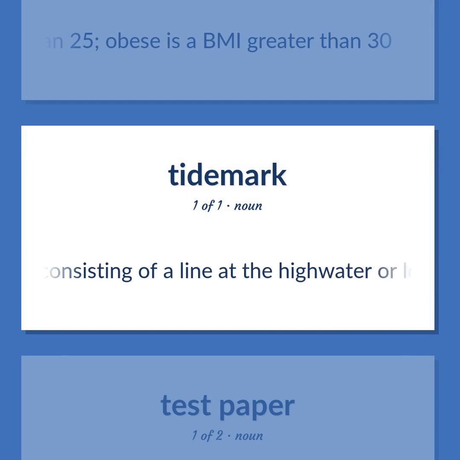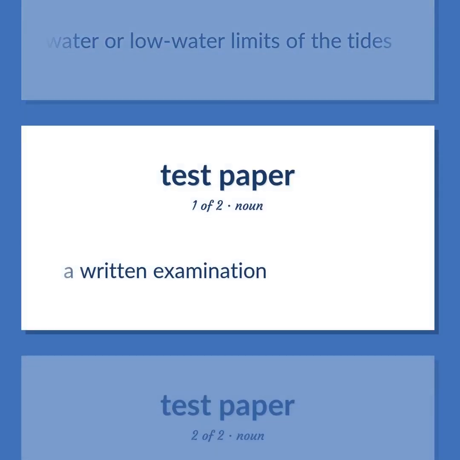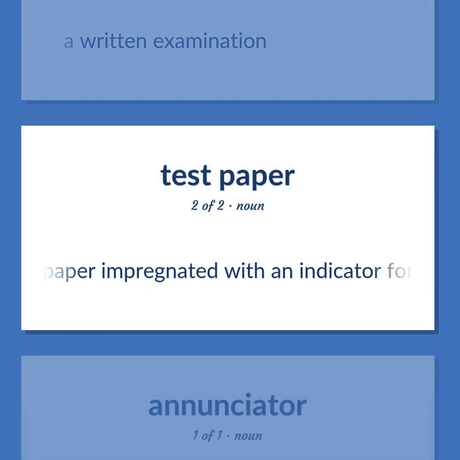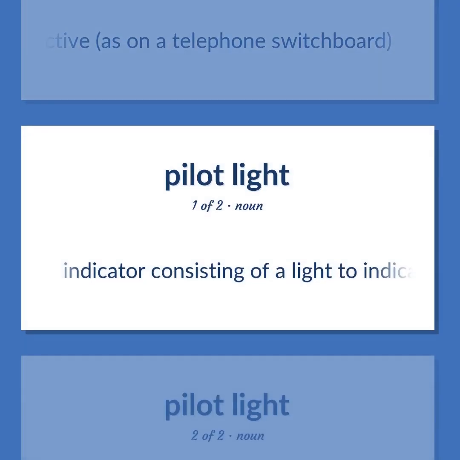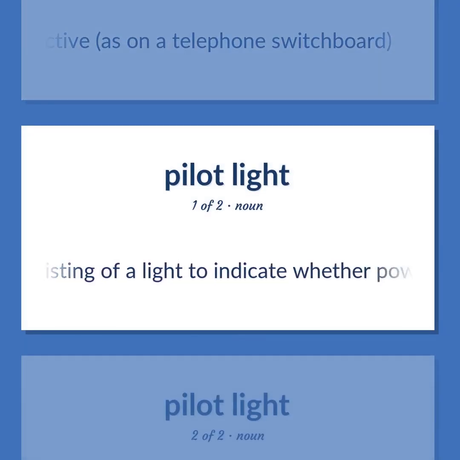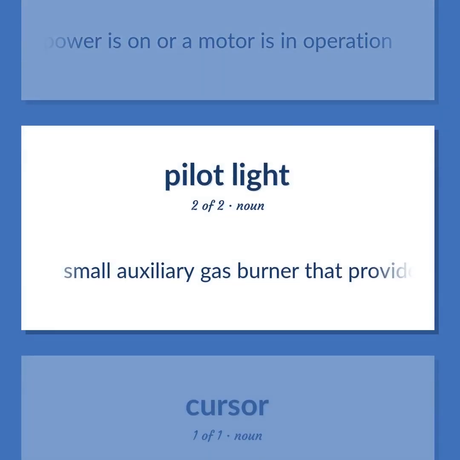Indicator consisting of a line at the high water or low water limits of the tides. A written examination. Paper impregnated with an indicator for use in chemical tests. An indicator that announces which electrical circuit has been active, as on a telephone switchboard. Indicator consisting of a light to indicate whether power is on or a motor is in operation. Small auxiliary gas burner that provides a flame to ignite a larger gas burner.